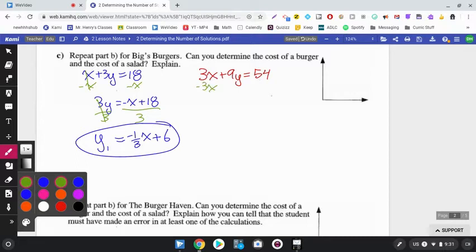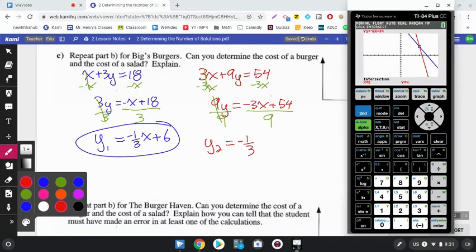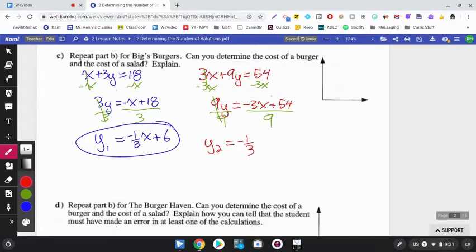Same idea, just maybe bigger numbers. Move your 3x to the other side. 9y equals negative 3x plus 54. Now I'm going to divide by the coefficient. Divide by 9, divide by 9. And I get y2 equals negative 3 divided by 9. As a fraction, 3/9 is just 1/3. Maybe I do that on my calculator. 3 divided by 9, math, enter. Oh, 1/3. Plus 54 divided by 9 is 6.